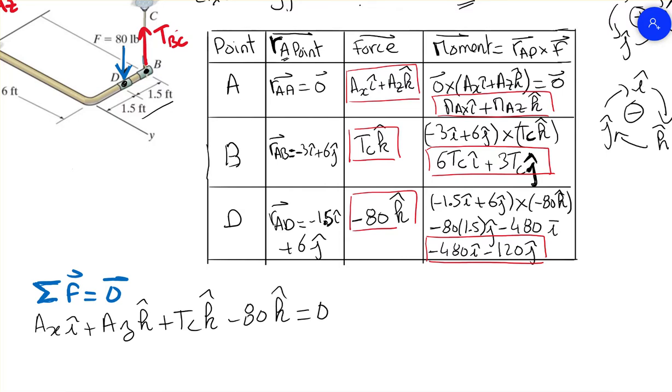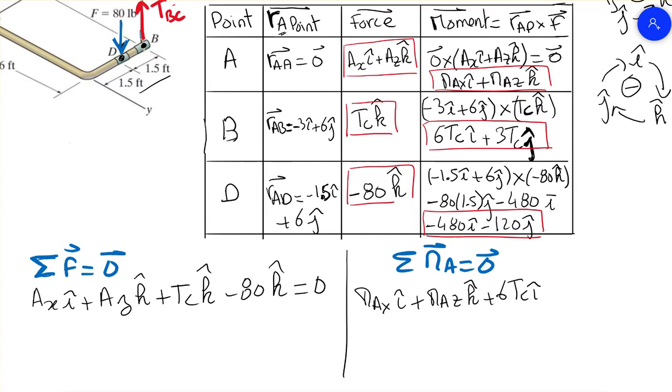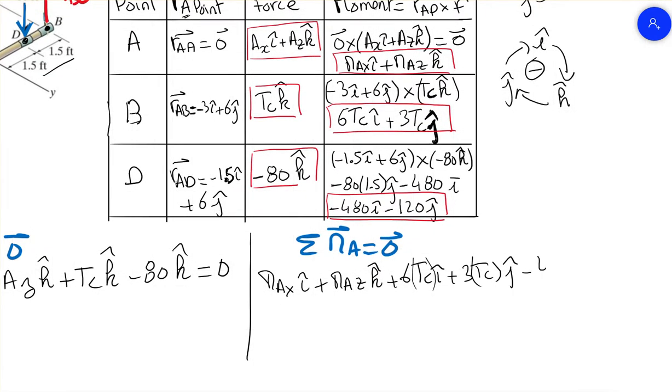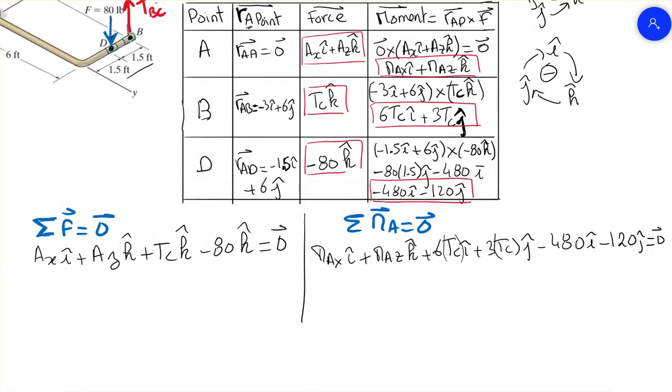And if you write the sum of the moment about A, it's equal to 0. Which equation do we have? We have MAX i hat plus MAZ k hat plus 6TC i hat plus 3TC j hat minus 480 i hat minus 120 j hat is equal to 0. Okay, those are the two vector equations that we have.